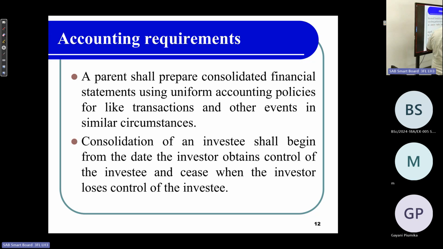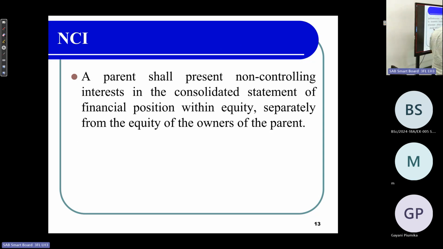Consolidation of an investee shall begin from the date the investor obtains control. Right? As for SLFRS 3, we should recognize goodwill or bargain purchase. There are some entries to be passed, which you are already aware of. NCI is part of the equity of the subsidiary company, and that should be reflected in the consolidated financial position.